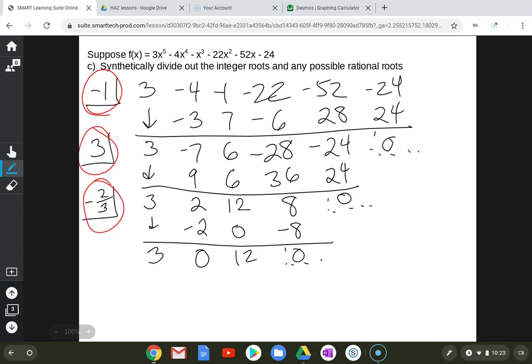What's left, remember we started with a 5th degree, divided out the -1 takes us to a 4th degree, divide out the 3 takes us to a 3rd degree, divide out the -2/3 takes us to a 2nd degree polynomial. So what we have left is actually 3x squared plus 0x plus 12. So this is the polynomial we end up with, if we divide all of those other zeros out.